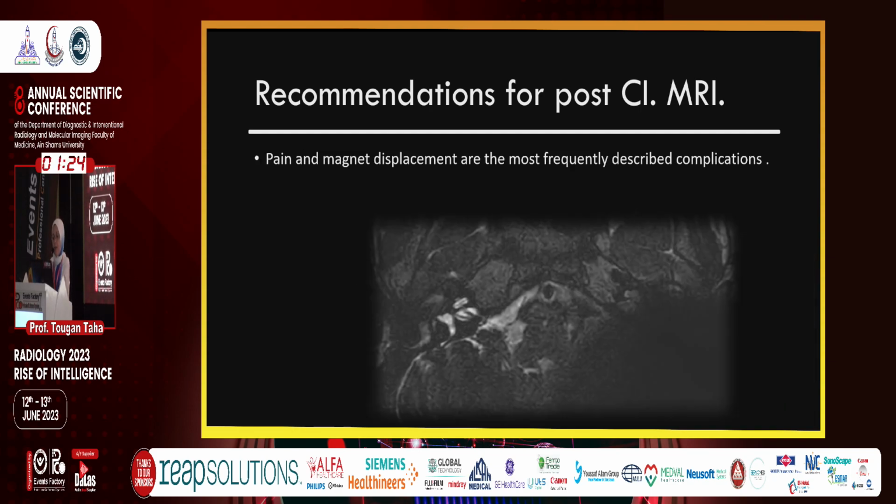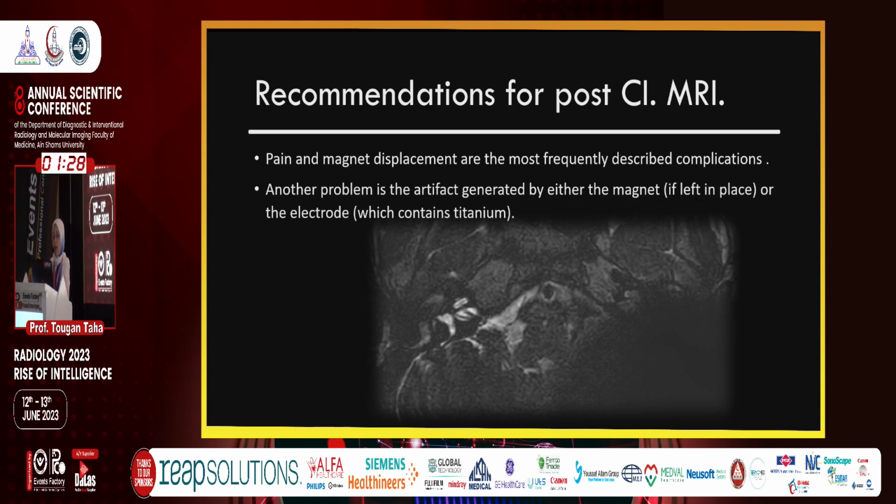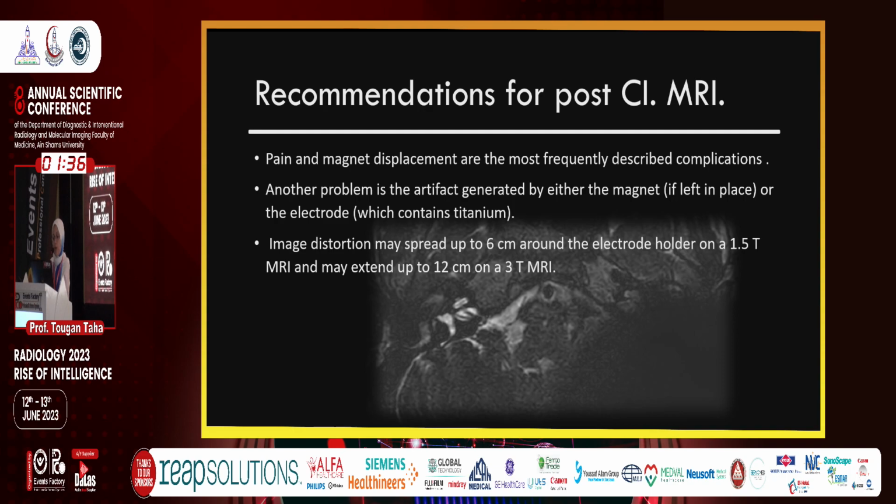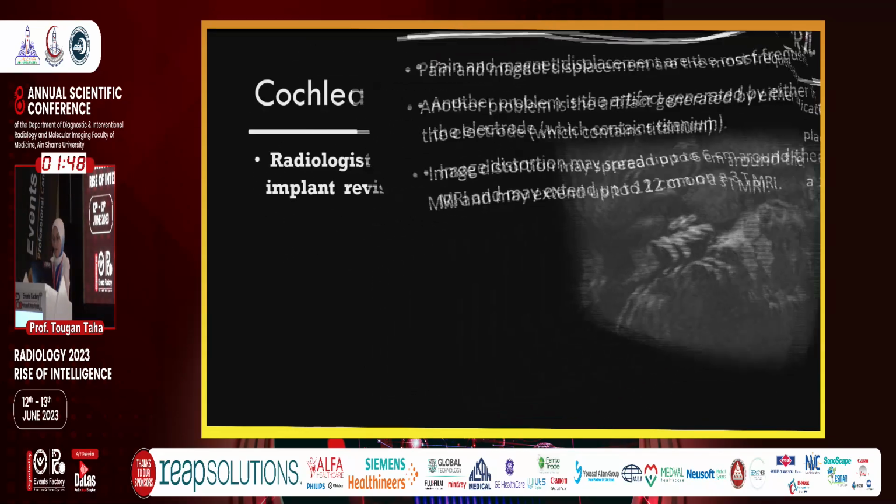Pain and magnet displacement are the most frequently described complication. Another problem is the artifact generated by the magnet or the electrode which contains titanium. Image distortion may spread up to 6 cm around the electrode holder in 1.5 Tesla MRI and may extend to 12 cm in 3 Tesla MRI.